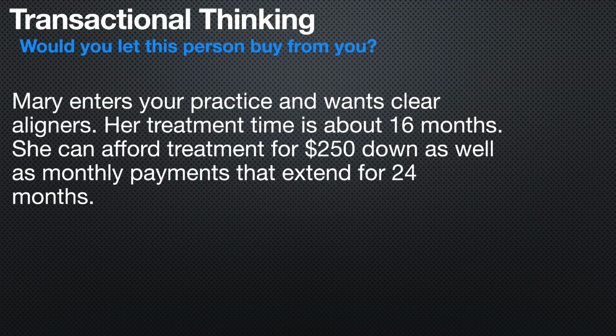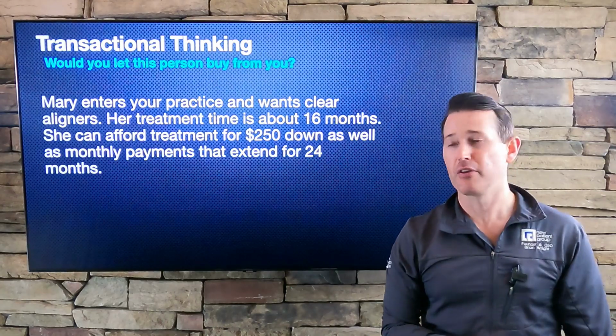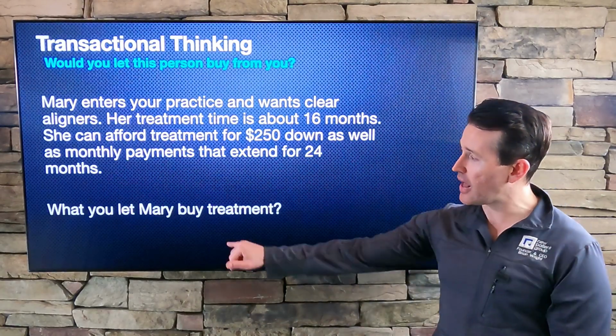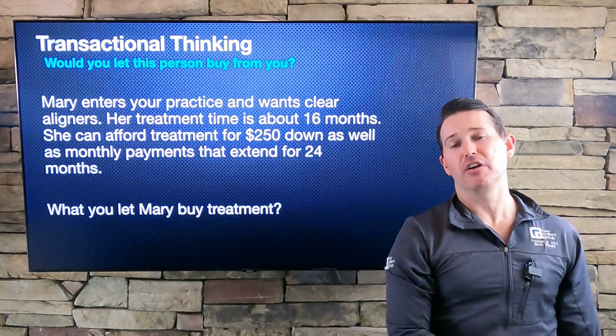Mary enters your practice and wants clear aligners. So now it's kind of the same scenario, but maybe you didn't get... So Joe paid the $6,000. Okay, so same scenario. Her treatment time is about 16 months. She can afford $250 down, as well as monthly payments that extend for 24 months. All right, would you let Mary buy treatment from you?